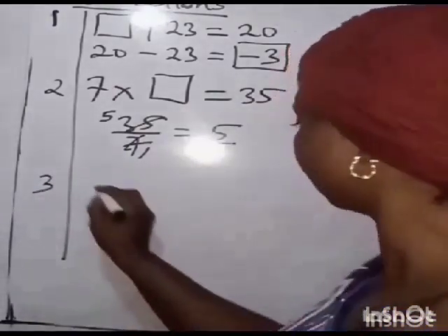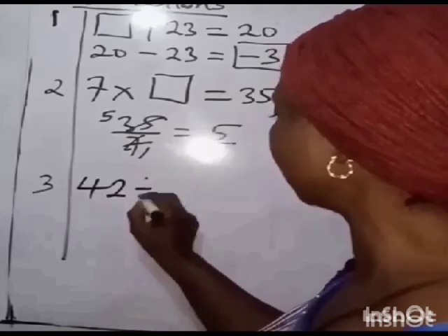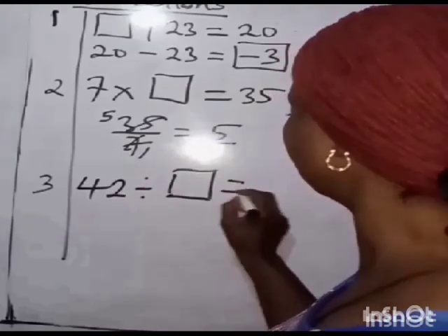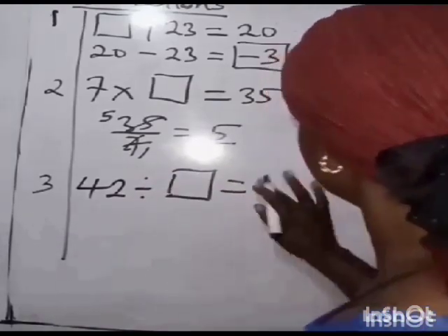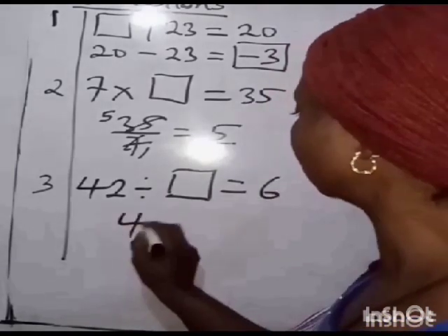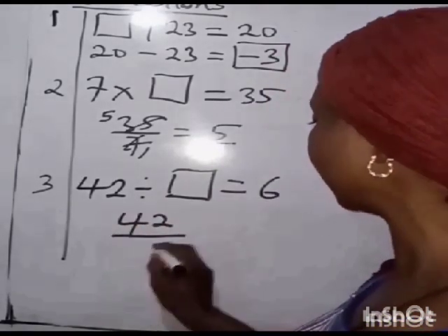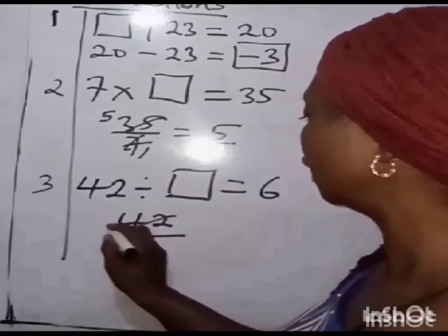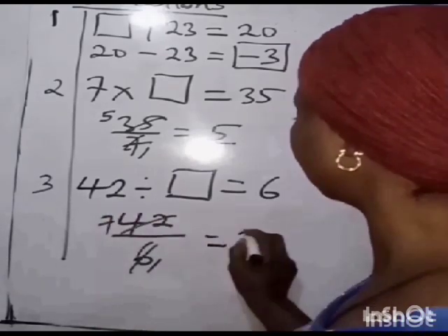Number 3, 42 divided by a box will give us 6. So you now have 42 divided by 6, that will give you 7.